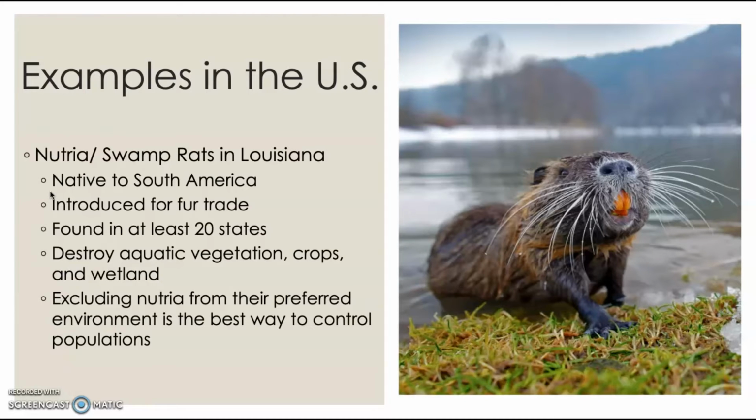Our final example we're going to look at in the United States is nutria, or swamp rats. These are located now mainly in Louisiana, but were native to South America. They were introduced to the United States for the fur trade, and while they are mainly found in Louisiana, they are also present in at least 20 other states. These are harmful to the environment because they destroy aquatic vegetation, crops, and wetland, which both harms the area and also prevents other native species from utilizing these things for food and housing. The best way to control these populations has been found to be to exclude the swamp rats from their preferred environments.